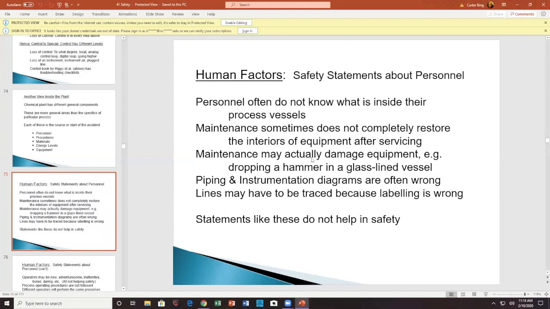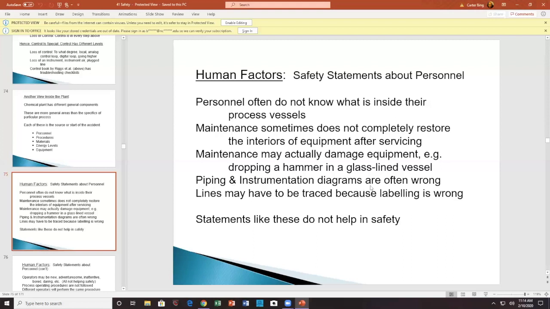Example of that: a maintenance crew went into a glass-lined vessel, dropped a hammer, and cracked the glass. They started up the reactor. Next day, there was a new hole in the metal wall of the reactor, because the crack in the glass allowed material to get to the metal wall, and the metal wall was eaten through. Quite dangerous stuff. So obviously now you have a spill. You have hopefully a drip pan.